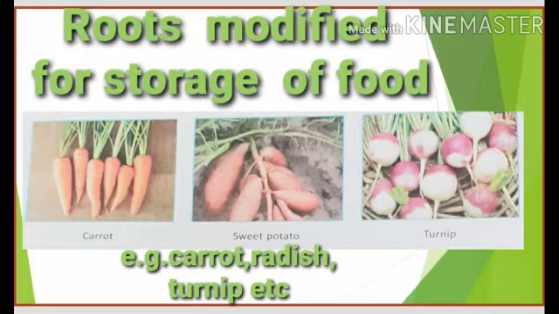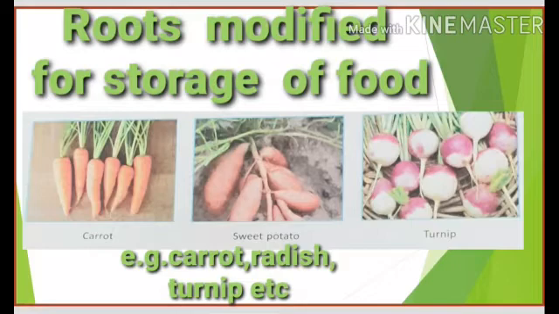Some plants like carrot, sweet potato, turnip, and beetroot have their roots modified for the storage of food. Their roots are swollen and fleshy. They store food prepared by the leaves. I want to explain you further.